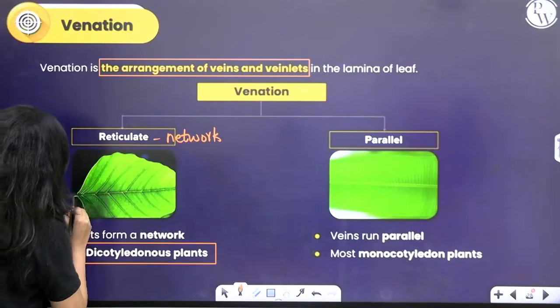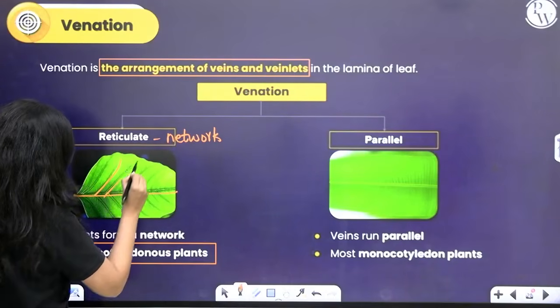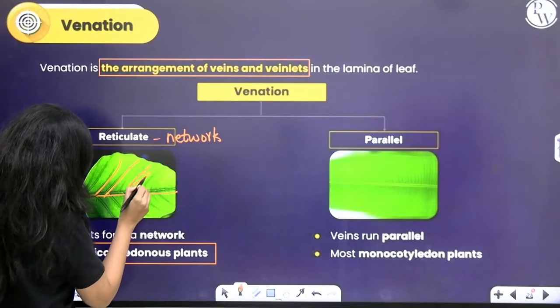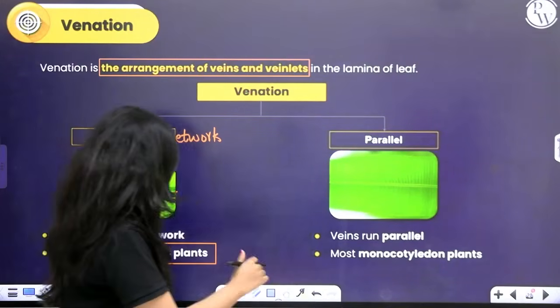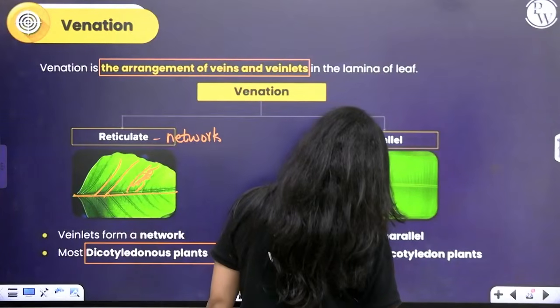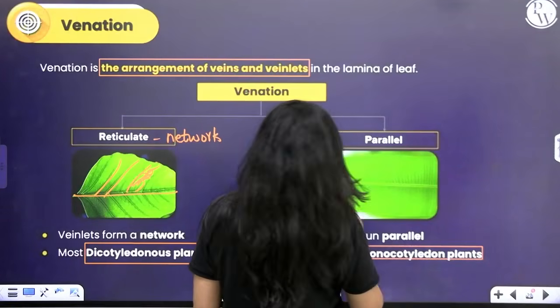So over here, as you can see, there is a midrib. You have a lot of branches. These branches further branch, and form a network-like structure. So we call it the reticulum. Parallel venation you can see in monocot plants. Over here, the veins run parallel to each other.